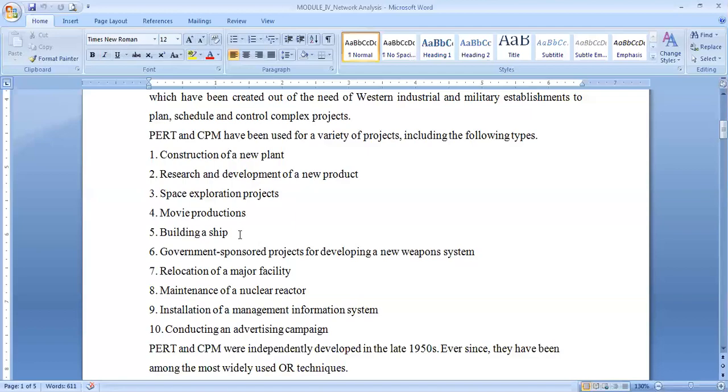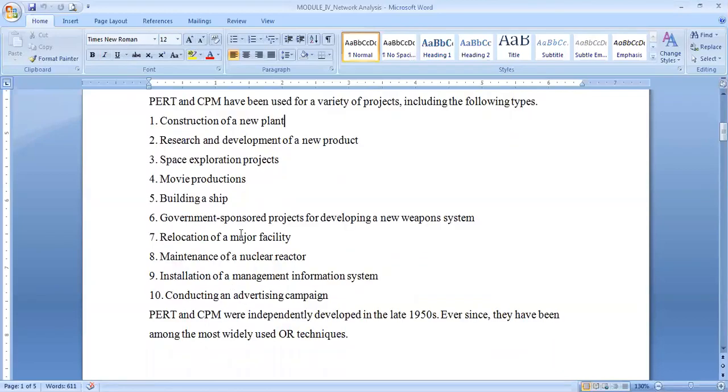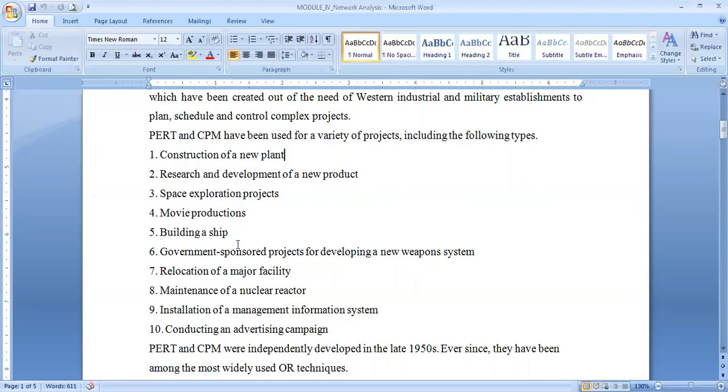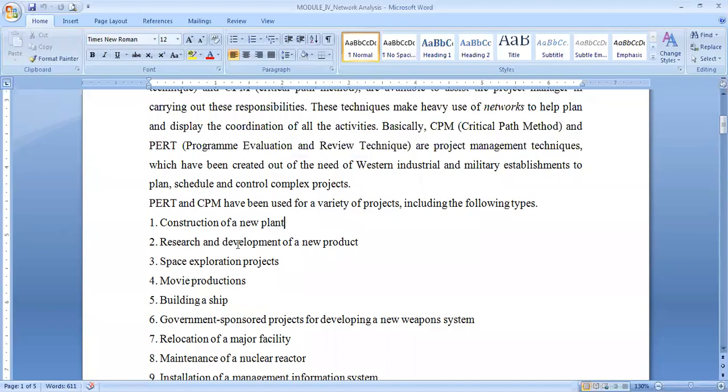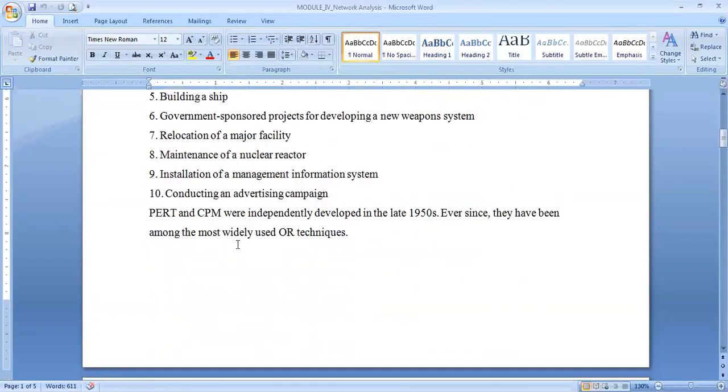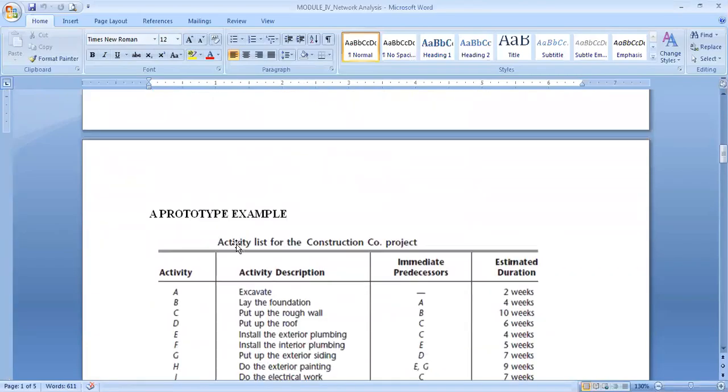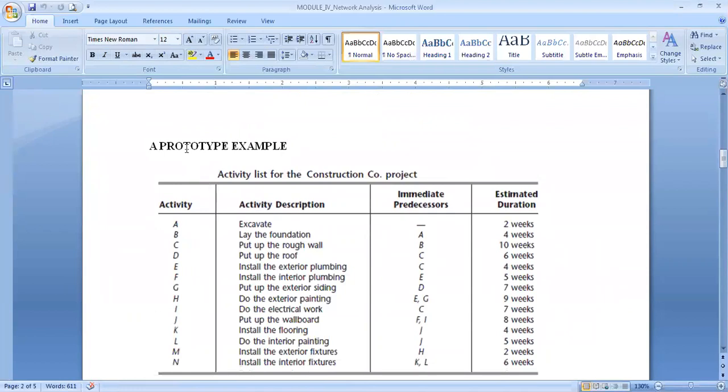Then the shipbuilding industry, the management also uses PERT and CPM. Then government sponsored projects, relocation of major facilities, then maintenance of nuclear reactors. So you just go through all these. These are some of the application areas where PERT and CPM are applied. Then let us take one example, a prototype example here.